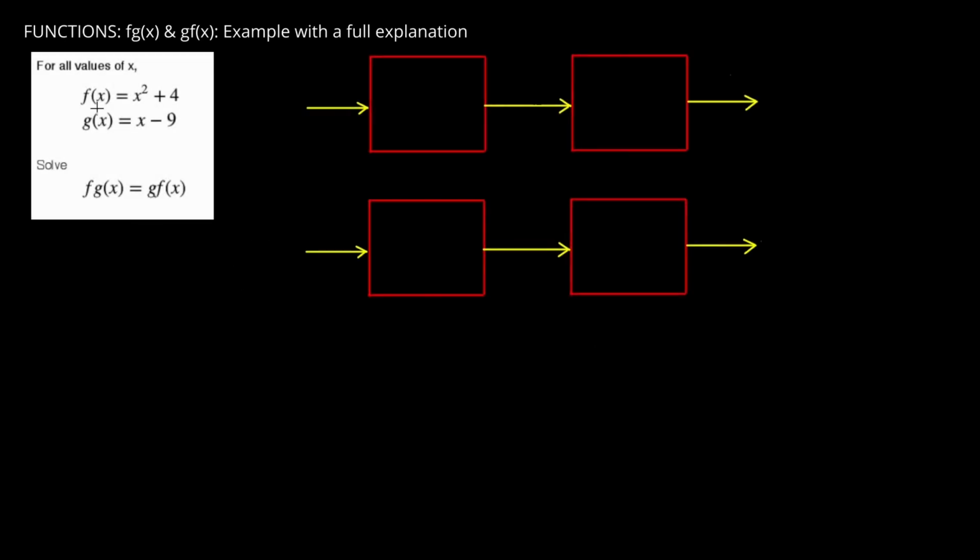We've got two functions here. We've got f of x being x squared plus 4, and we've got g of x being x minus 9. And we're asked to solve this rather gruesome looking equation down here.